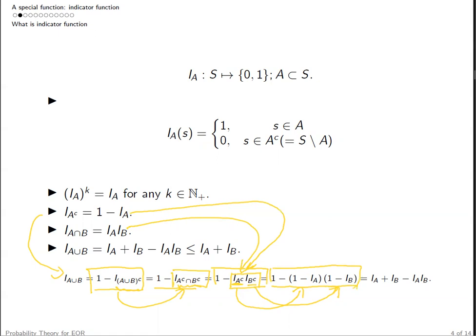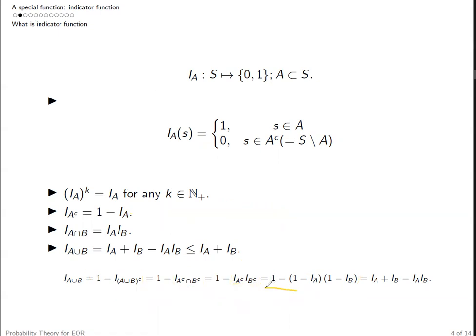We're almost there, and the last step is simply to do calculations on functions. This is a function of functions, right? IA and IB, they are functions. 1 minus IA, 1 minus IB, they are still functions, and the product of them is still a function. And now we only need to do calculations concerning functions of functions.